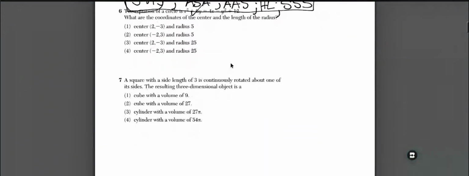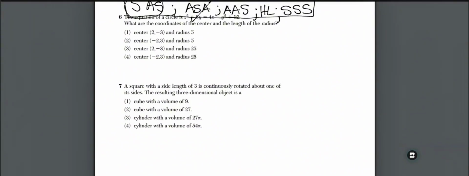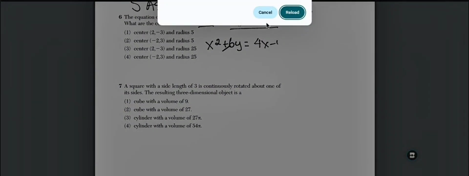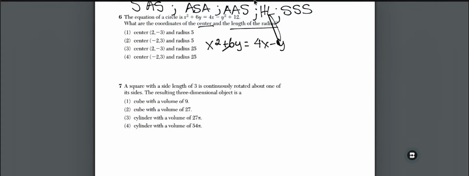Now, question number 6 says, just going to free up some space here. Okay, it says the equation of a circle is x squared plus 6y equals 4x minus y squared plus 12. What are the coordinates of the center and the length of the radius? So this is going to be mathy. So x squared plus 6y equals 4x minus y squared, sorry, I apologize.